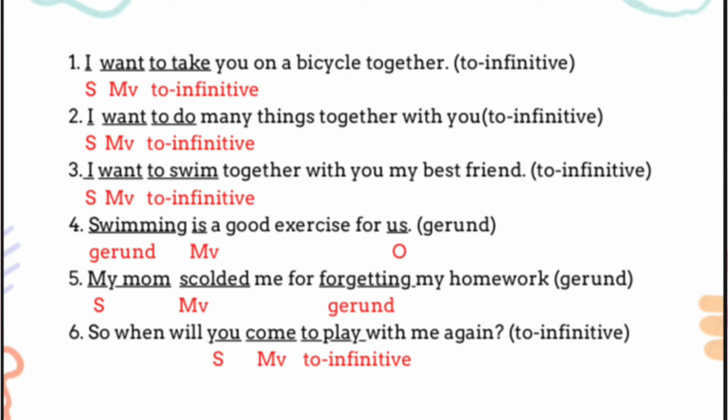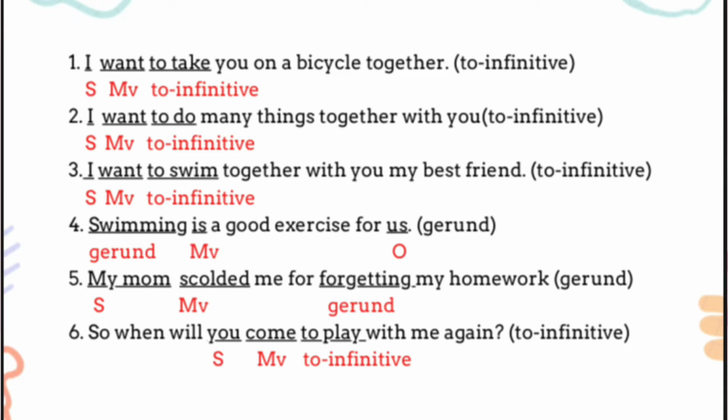Next, the third sentence, I want to swim together with you, my best friend. The sentence consists of to infinitive. The subject of the sentence is I. The main verb of this sentence is want, and the to infinitive in this sentence is to swim.